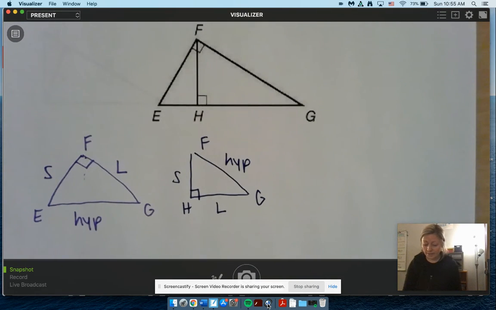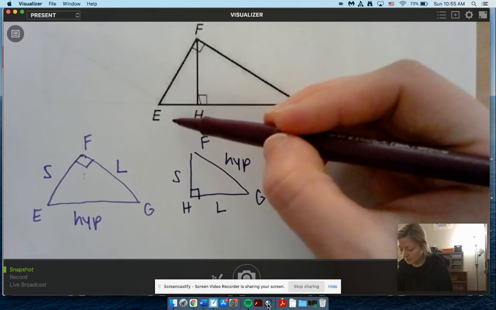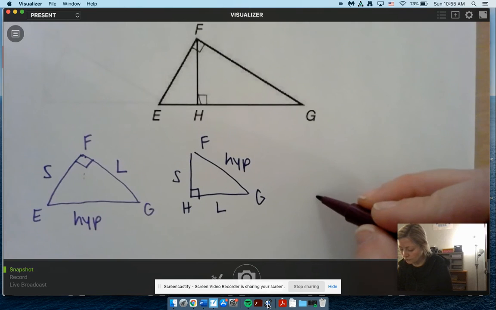And then our final little triangle here is this guy on the right, right? Do you guys see that? So I'm going to draw this guy out.